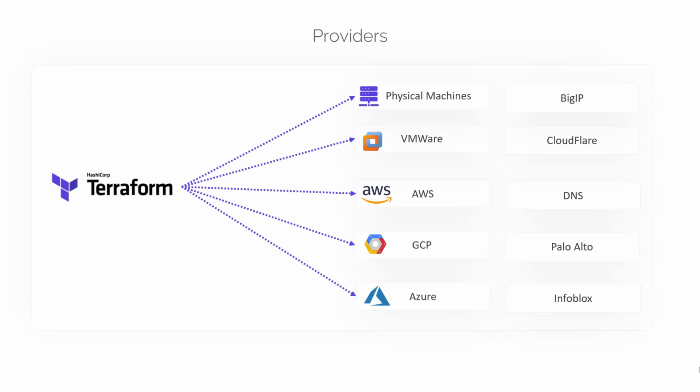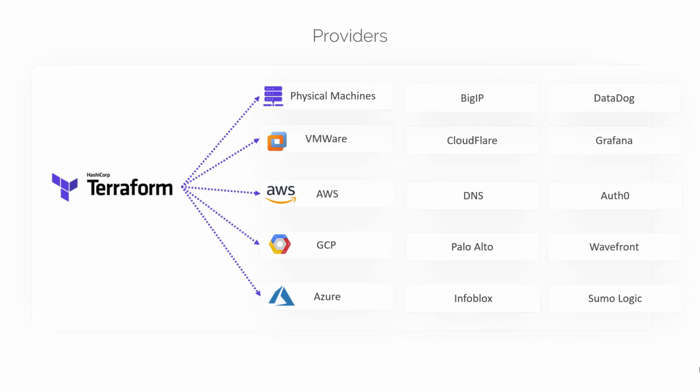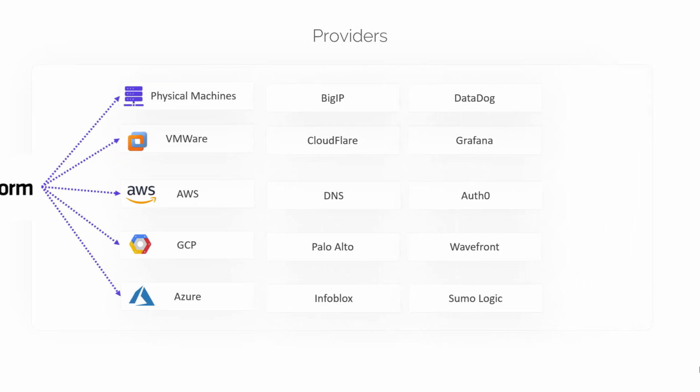Providers enable Terraform to manage cloud platforms like AWS, GCP, or Azure, as we have just seen, as well as network infrastructure like BigIP, Cloudflare, DNS, Palo Alto Networks, and Infoblox, as well as monitoring and data management tools like Datadog, Grafana, Auth0, Wavefront, and Sumo Logic. Databases like InfluxDB, MongoDB, MySQL, PostgreSQL, and version control systems like GitHub, Bitbucket, or GitLab. Terraform supports hundreds of such providers and as a result can work with almost every infrastructure platform.